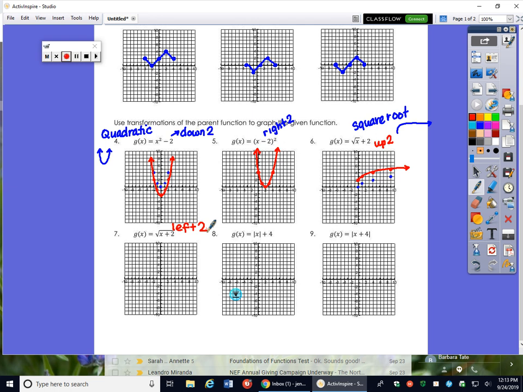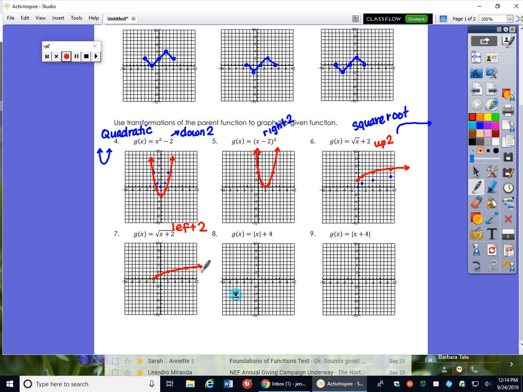So we're going to take each one of those blue dots in that last one, so 0, 0, and go left 2; 1, 1, and go left 2; 4, 2, and go left 2; and then 9, 3, and go left 2. And this would be our new function.